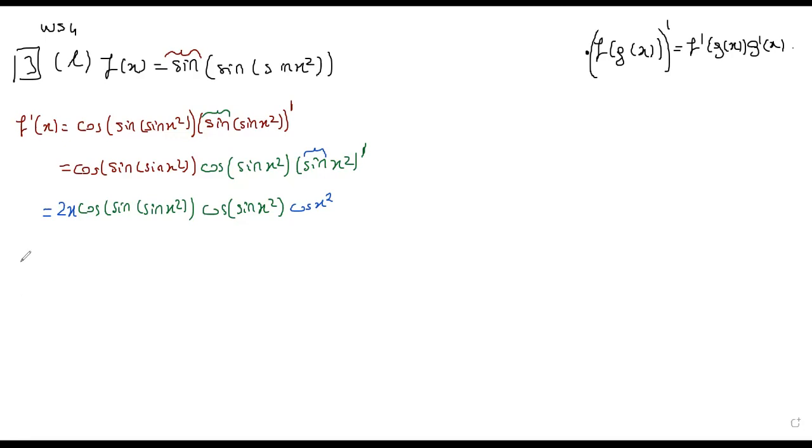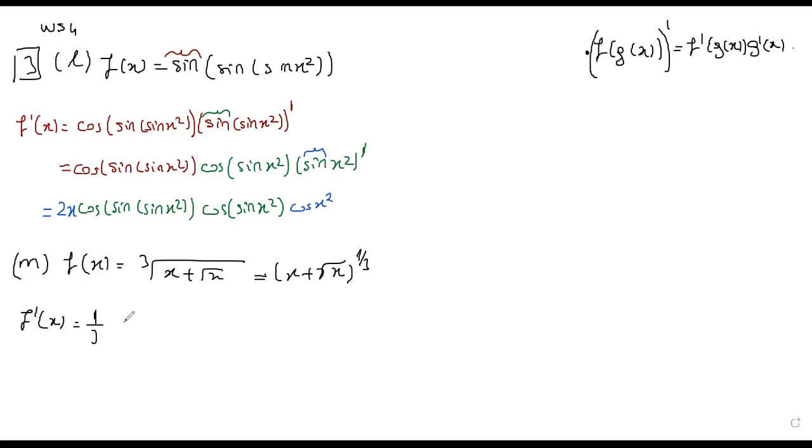We will also solve part M, which is given by the cube root of x plus square root of x. Let's rewrite this function in this form, to the power 1/3. First we need to apply the power rule. So f prime is then 1/3 times x plus square root of x to the power 1/3 minus 1, times this one's derivative now.